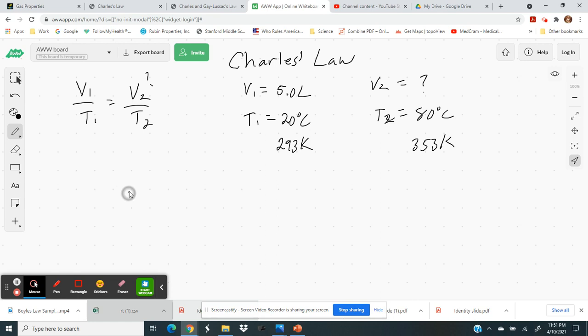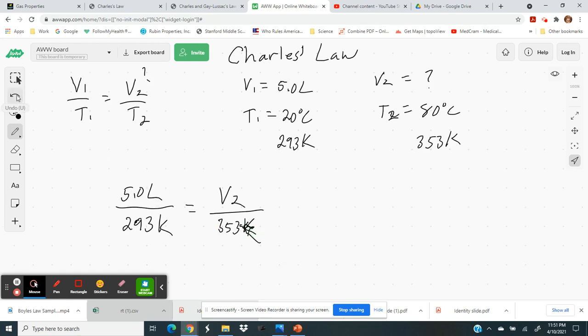So V1 is 5.0 liters over T1 is 293 Kelvin, right? So there's your V1, there's your T1, equals V2, which is what we're looking for, divided by T2, which is 353 Kelvin. Oops. Sorry, sometimes it'll do that, and I'll have to go back and erase that. I hit the button, which I guess keeps it all drawing. All right, so we're looking for V2.